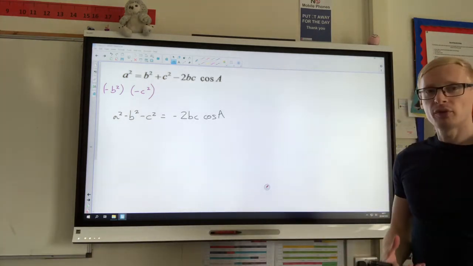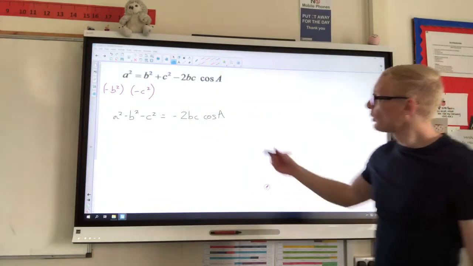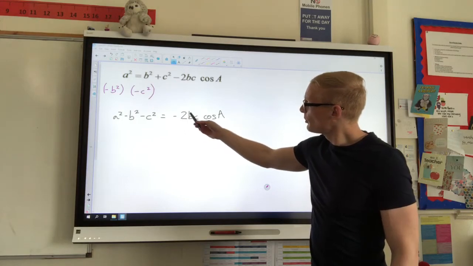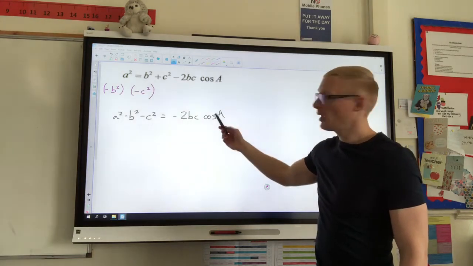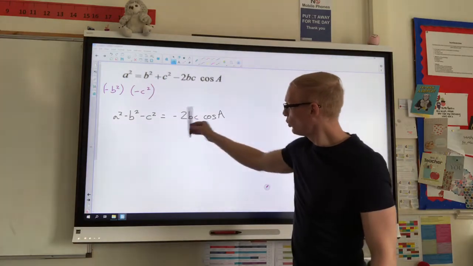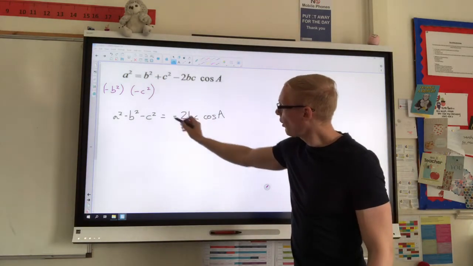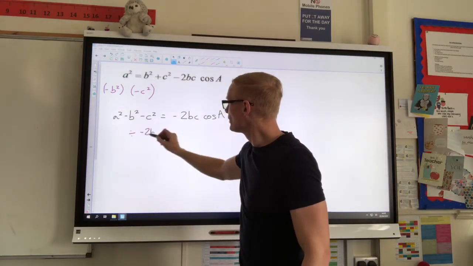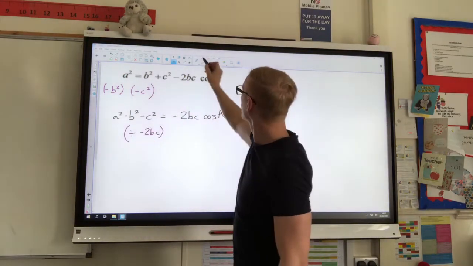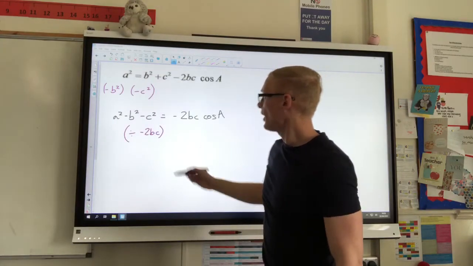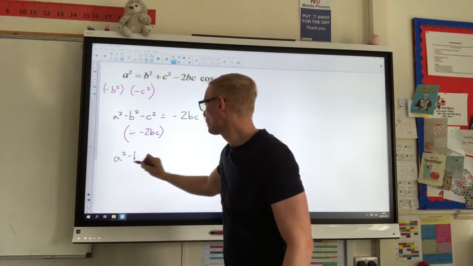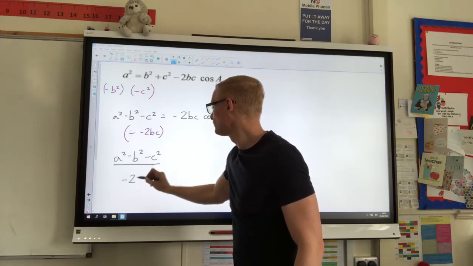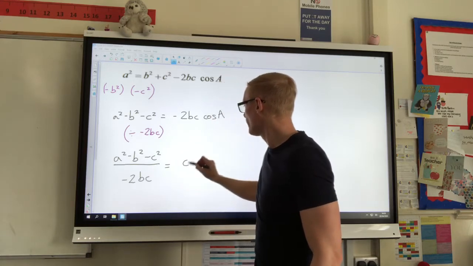Now be careful what you do from here, because we want to make cos A the subject and this negative 2 times b times c is being multiplied by it. I can't add this over because this is all one multiplication. So I need to divide by this particular term, negative 2bc. That then looks like this: a squared minus b squared minus c squared over negative 2bc equals cos A.